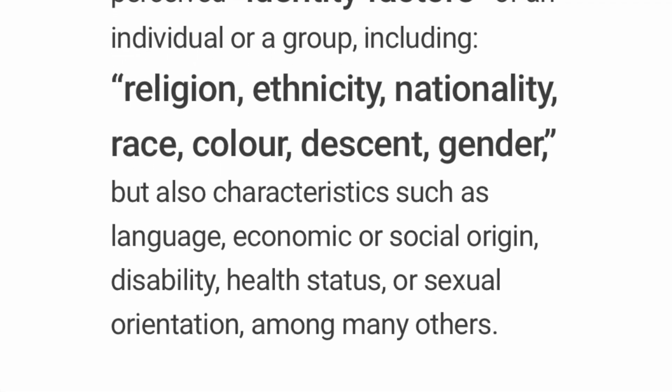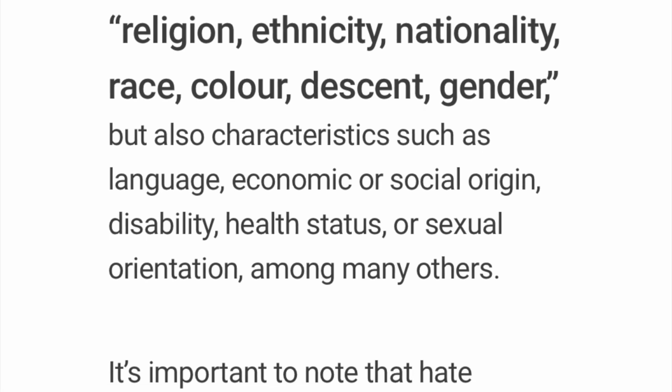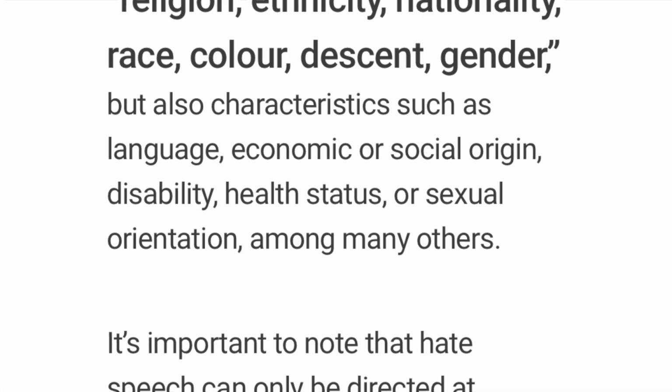It's important to note that hate speech can only be directed at individuals or groups of individuals. It cannot include communication about states and their offices, symbols, or public officials, nor about religious leaders or tenets of faith.